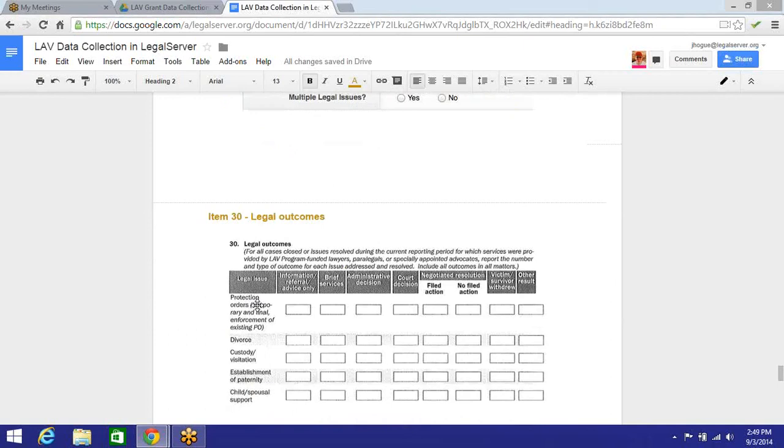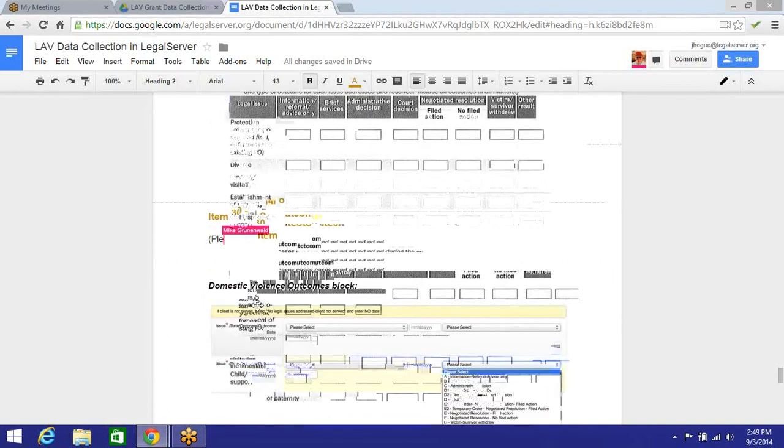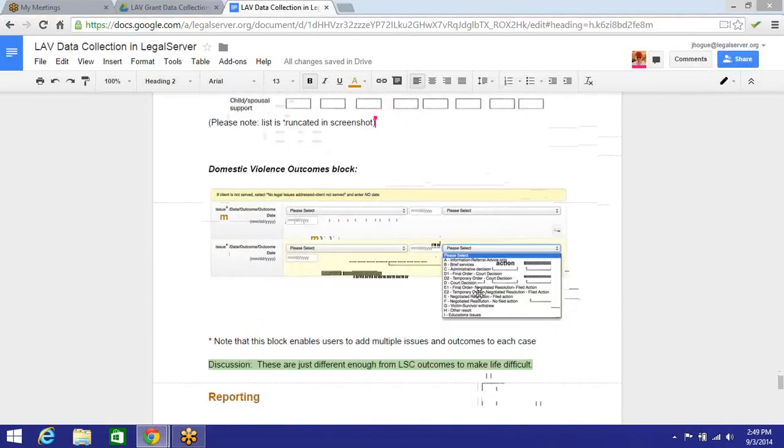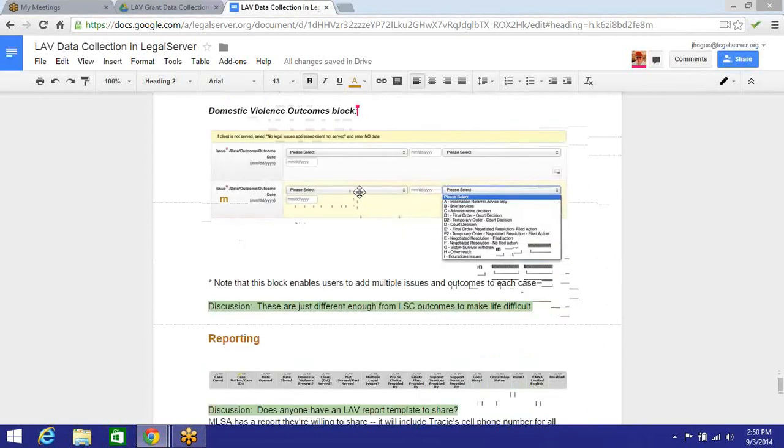Legal outcomes. Again, this just makes me so sad that whoever made this didn't tool on over to one of the standards that already exist for this, because it's so close, for instance, to the LSC outcomes that most of you call case disposition or closing code. But unfortunately, we must have our own lookup, because these choices are, as you'll see in the domestic violence outcomes block, for that legal issue. And then you can enter multiple legal issues in order to comply with the reporting requirements.